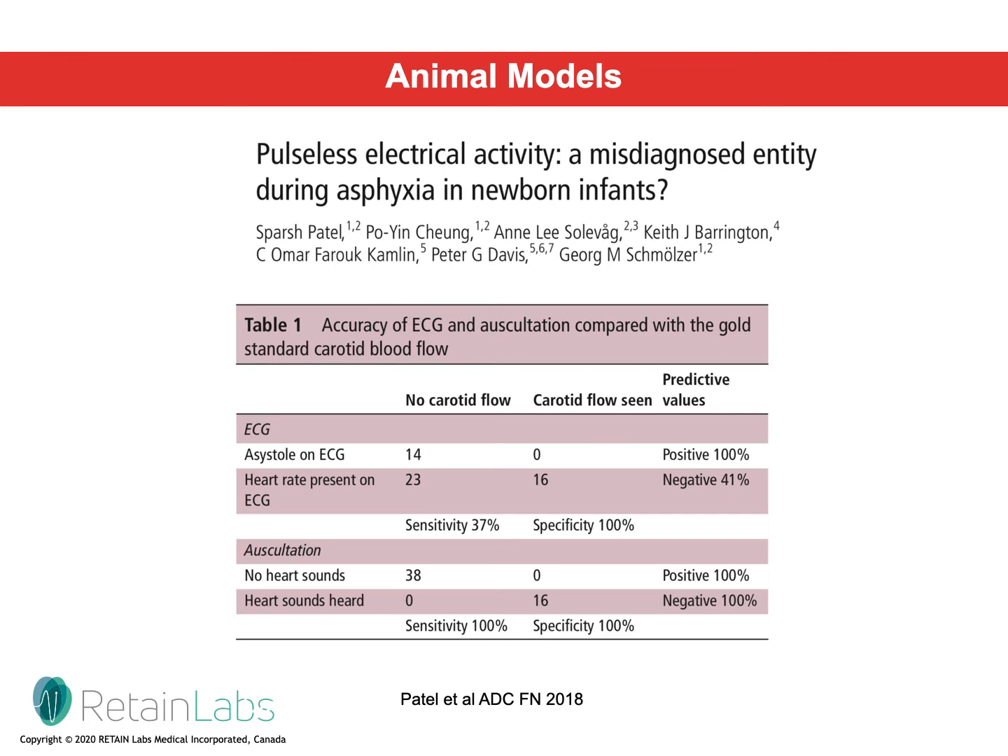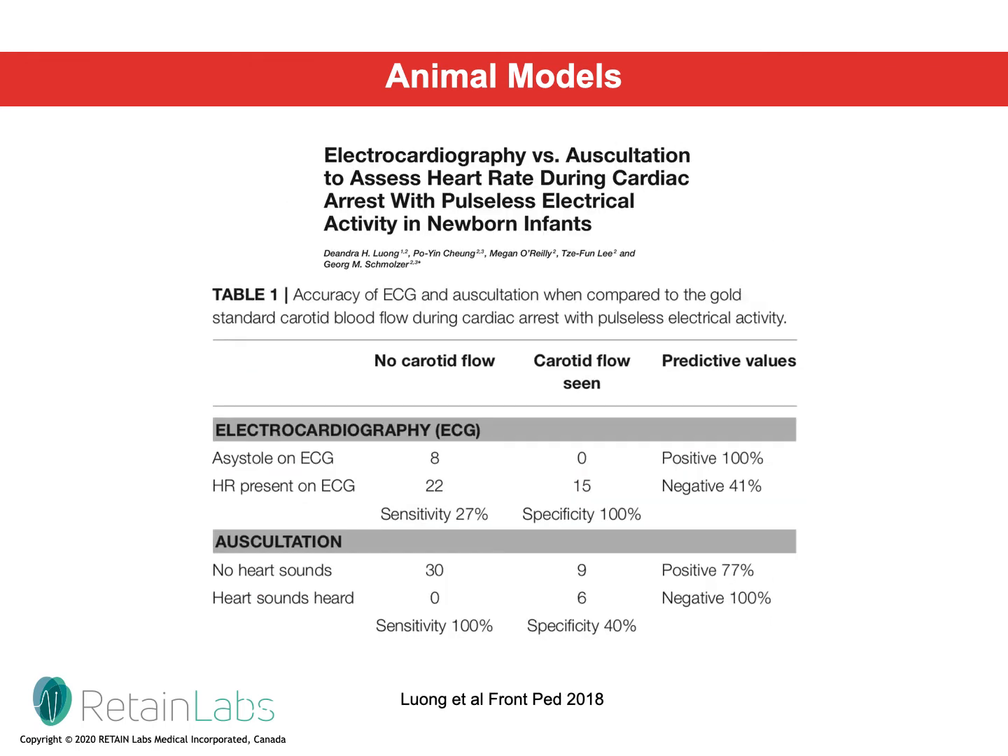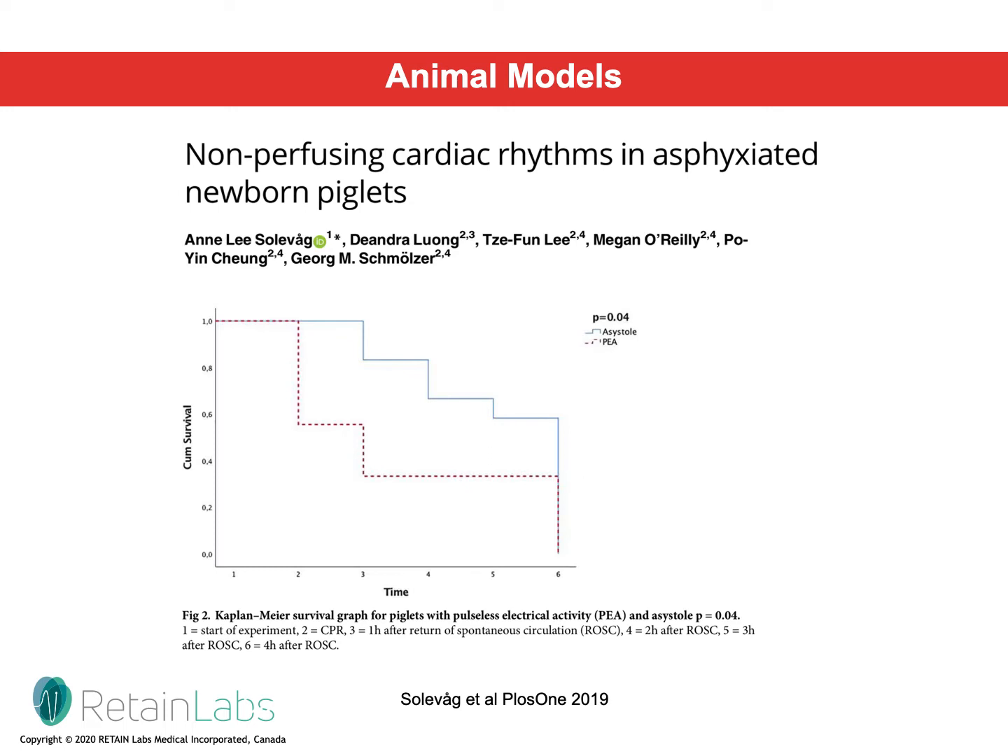From an evidence perspective, in animal models, pulseless electrical activity can be seen in up to 50% of asphyxiated newborn piglets. And if you provide chest compression, those pigs have a lower rate of survival compared to having asystole.